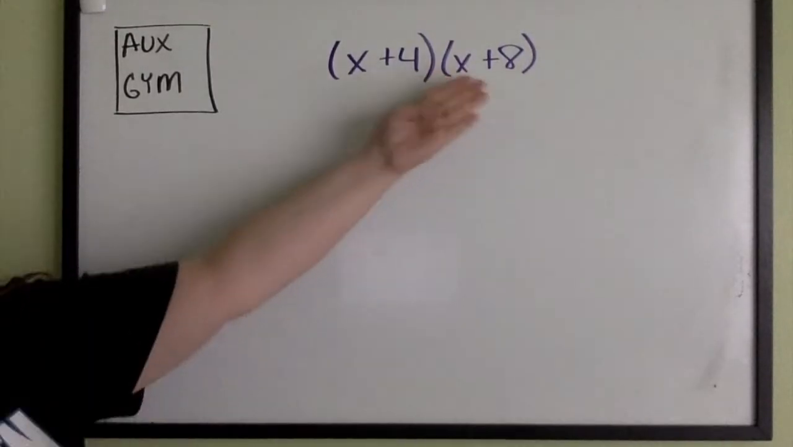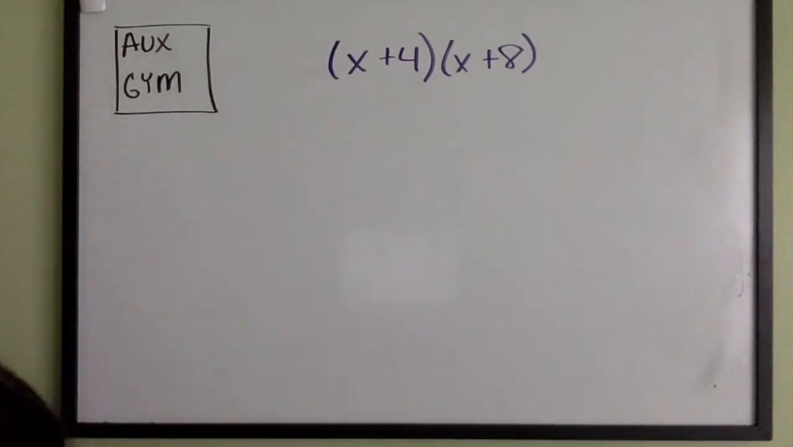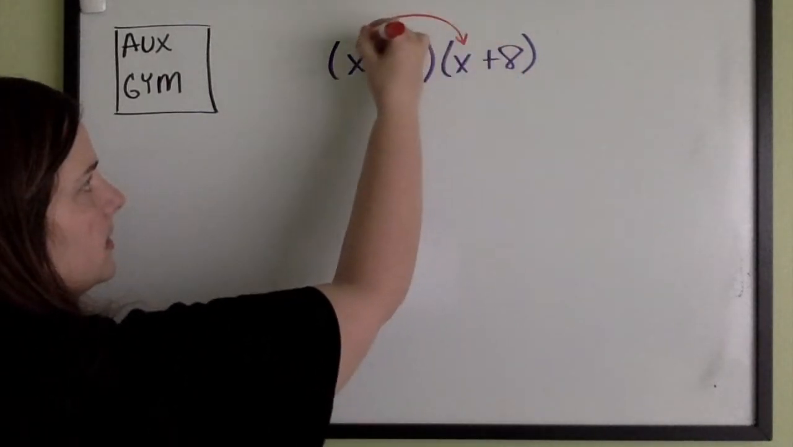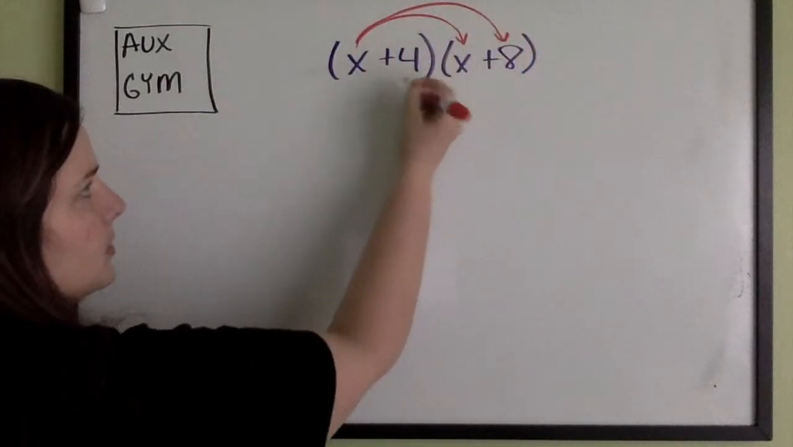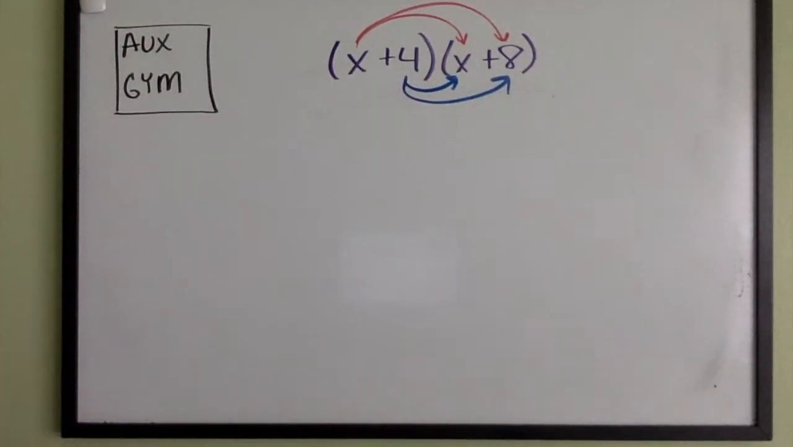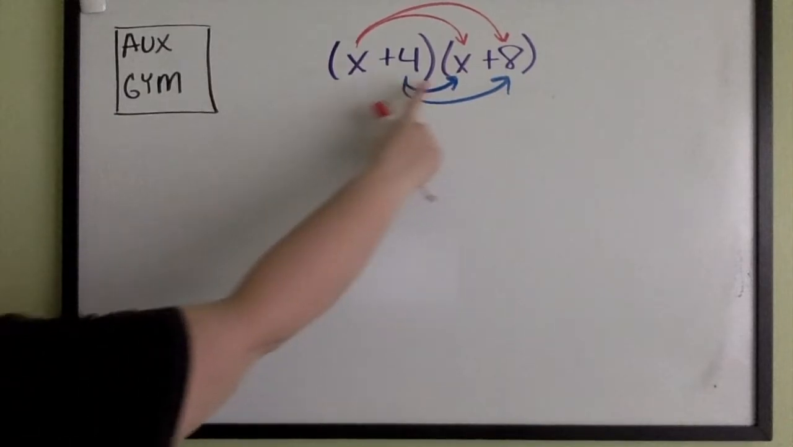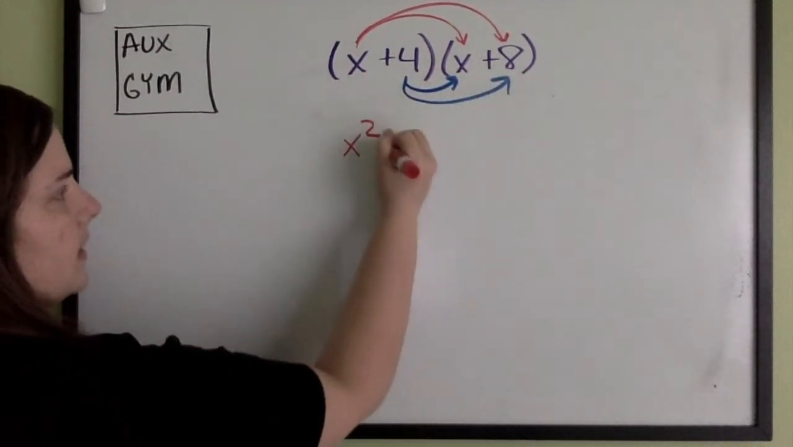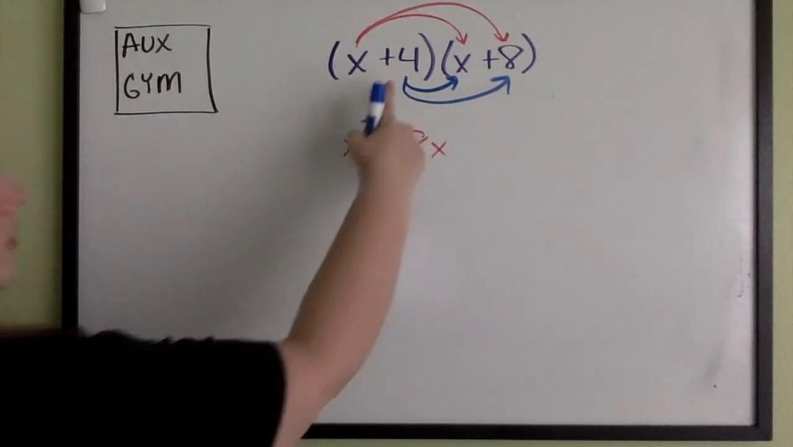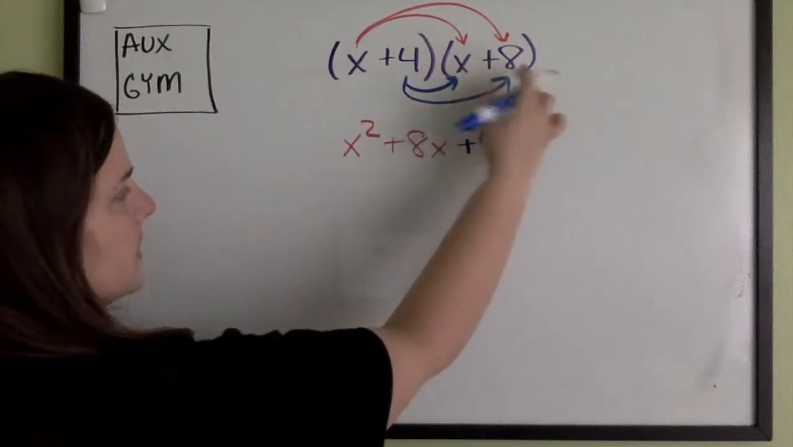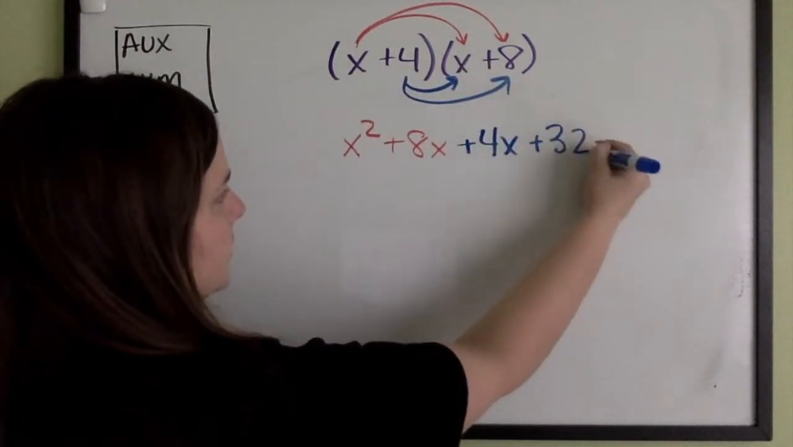Here we have 2 expressions, and we can tell that we're multiplying them because there's nothing in between the 2 expressions. So we're going to multiply the x by both things in the second set of parentheses, and we're going to multiply the 4 by both things in the second set of parentheses. This is called double distribution. X times x is x squared. X times positive 8 is a positive 8x. 4 times x is a positive 4x, and 4 times 8 is a positive 32.